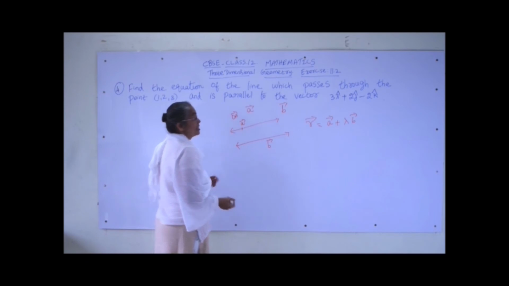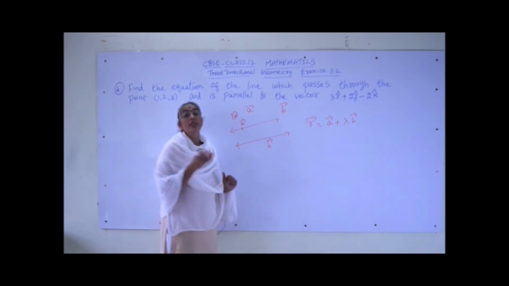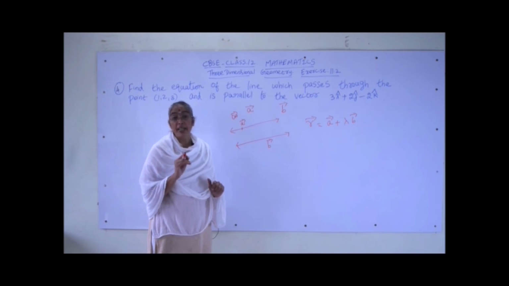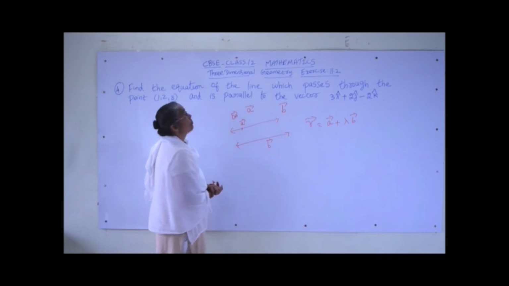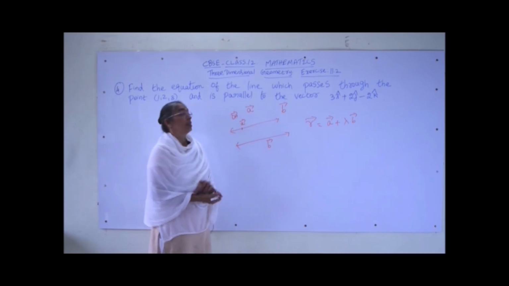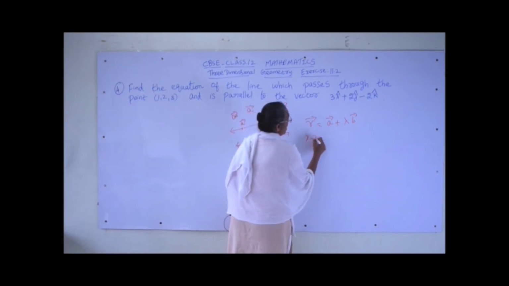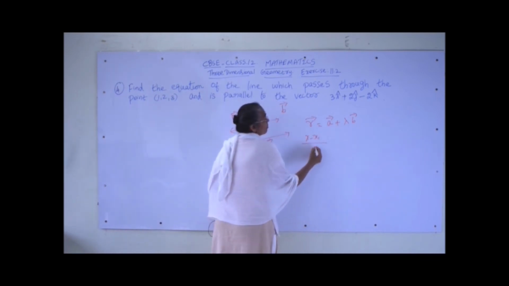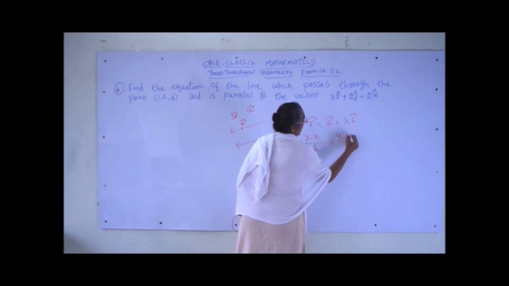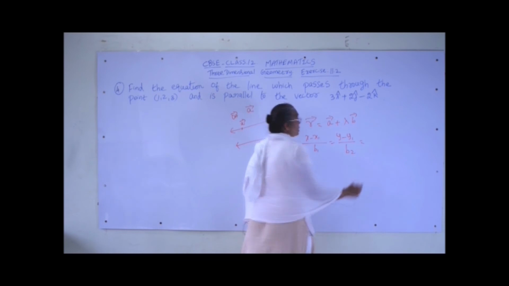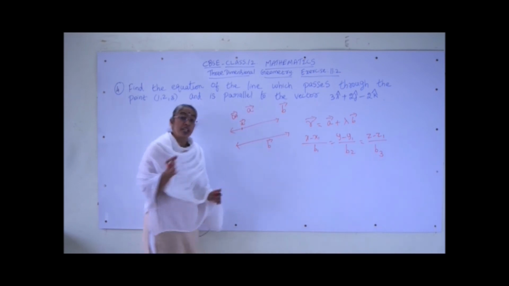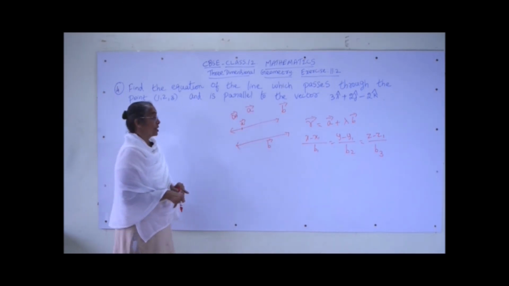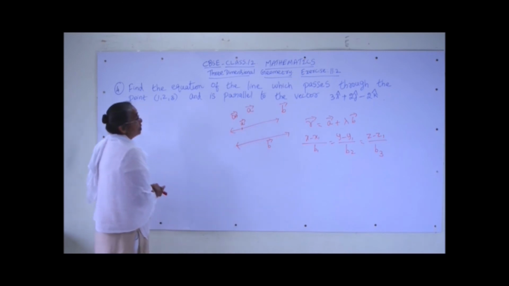Now, the Cartesian equation is nothing but, again I will repeat the statement, the equation of a straight line passing through the point x1, y1, z1 and parallel to the vector whose direction ratios are b1, b2, b3. The Cartesian equation is x minus x1 by b1 is equal to y minus y1 by b2 is equal to z minus z1 by b3. You can check the derivation videos to see how we got this derivation.